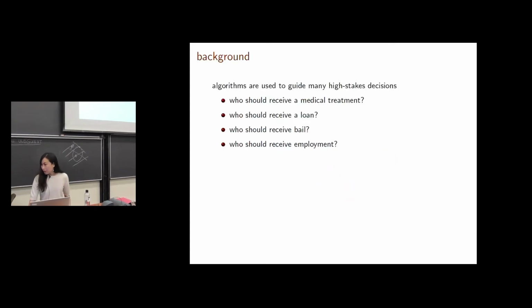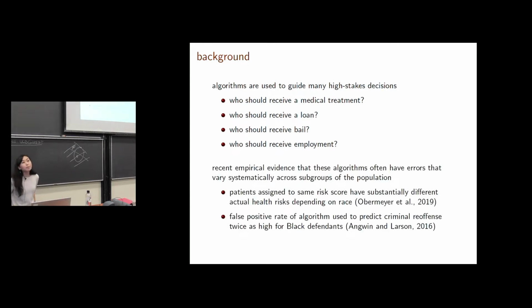All right, so algorithms are increasingly being used to make important predictions about people, including whether you need, say, a risky medical treatment, whether you're creditworthy and should receive a loan. Recent empirical evidence demonstrates that many of these algorithms have error rates that vary systematically across different subgroups of the population. For example, this recent Science paper demonstrated that patients assigned to the same risk score, in fact, had different actual health risks depending on their race.